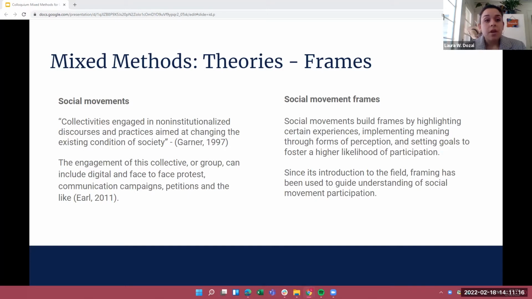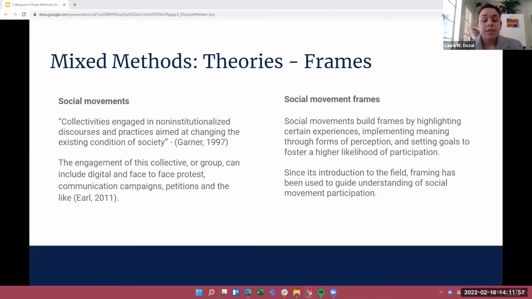Social movements are collectivities engaged in non-institutionalized discourses and practices aimed at changing the existing condition of society. More recently, the engagement of this collective can also include digital and face-to-face protest, communication, campaigns and petitions, etc., using digital technologies. Social movement frames build frames by highlighting certain experiences, implementing meaning through forms of perception, and setting goals to foster a higher likelihood of participation.